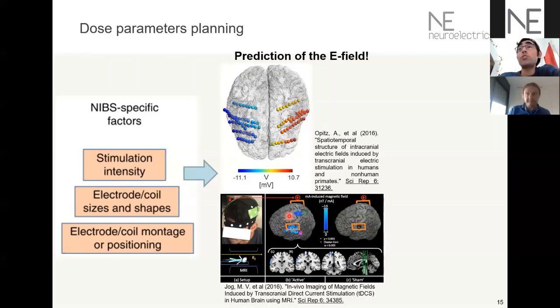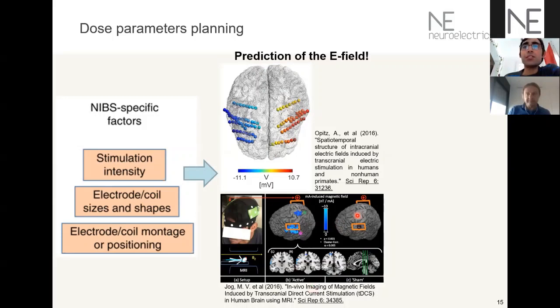How can we measure it? It's a simple question, right? The problem is that there's no way to effectively measure the electric field in vivo. There are studies out there where researchers have done this. In this study, the researchers took advantage of subjects that had electrodes implanted for other reasons, and they used those electrodes to probe the electric field in these specific positions in the brain.